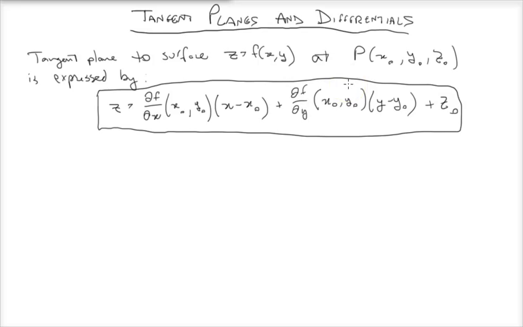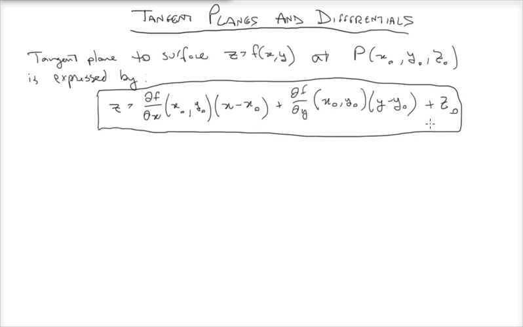And this is basically just our normal equation of a plane. However, the x component of our normal vector is this partial derivative with respect to x, the y component is the partial derivative with respect to y, and the z component of the normal vector is 1.